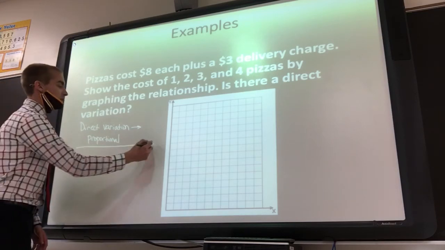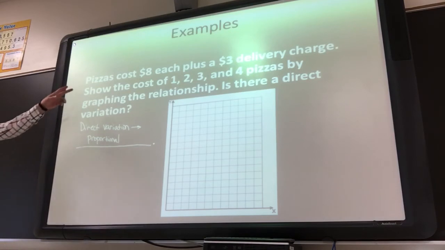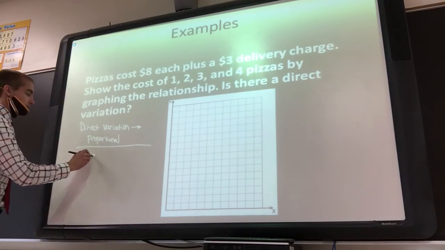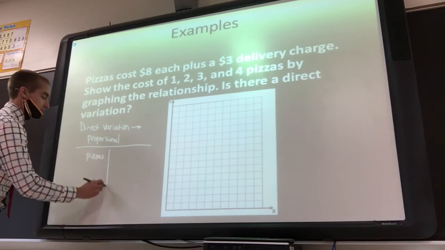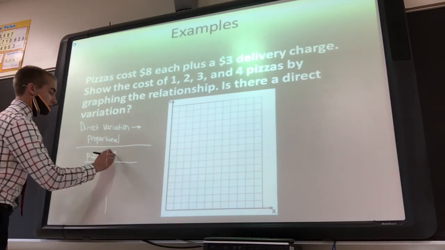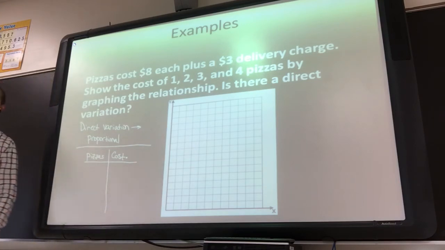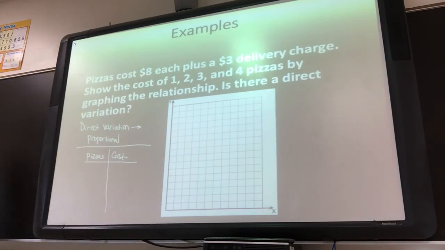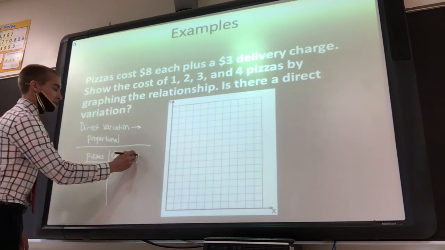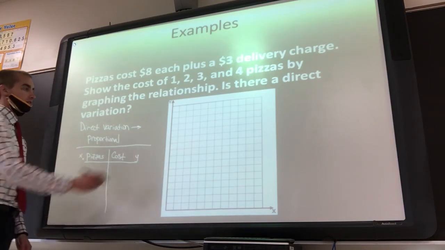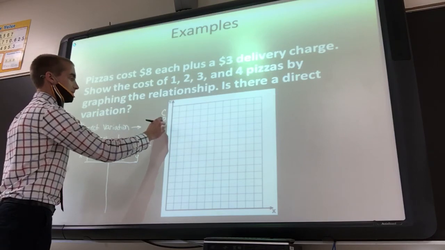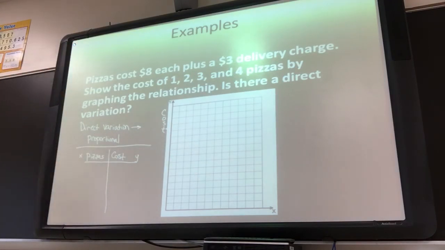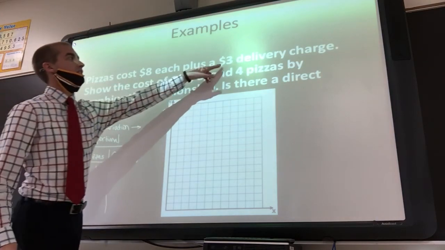Okay? So let's first make a table with 1, 2, 3, and 4 pizzas. So we've got pizzas and we've got the cost. Which one will be Y? Which one is usually Y? The number of pizzas or the money? The money or the cost. So cost is going to be Y. Pizzas will be X. If you get one pizza, how much does it cost? $8. $11. Yeah. $8 plus the delivery charge.